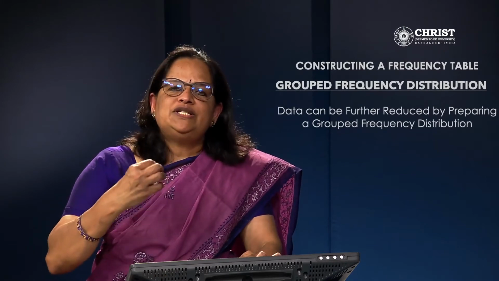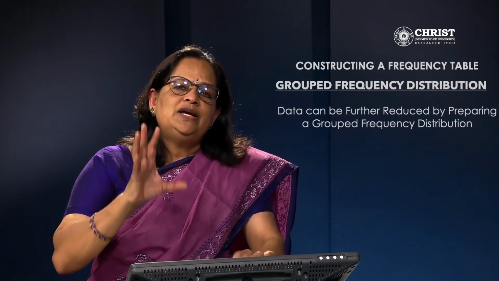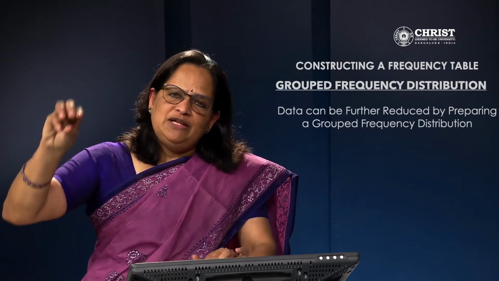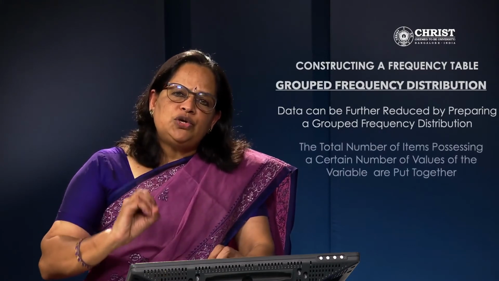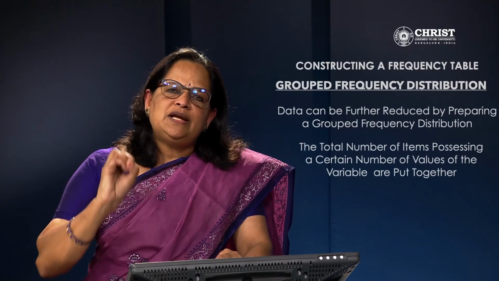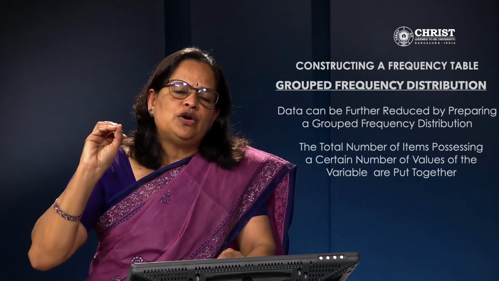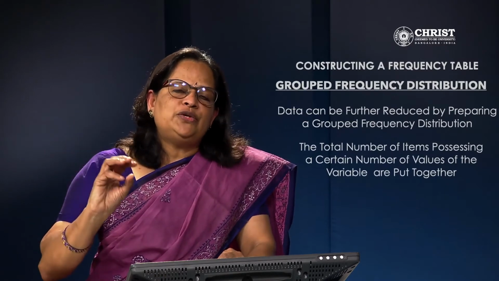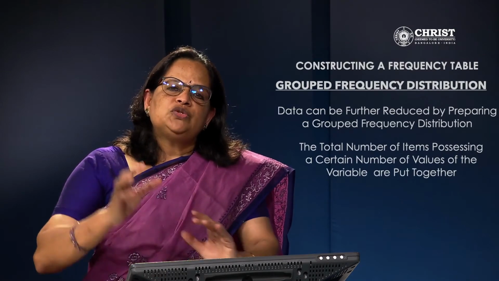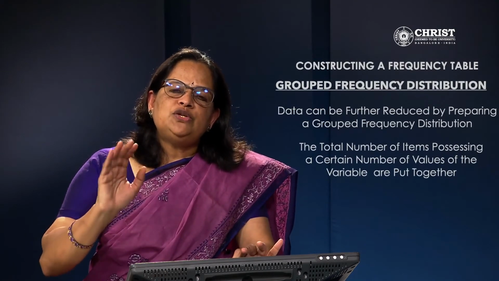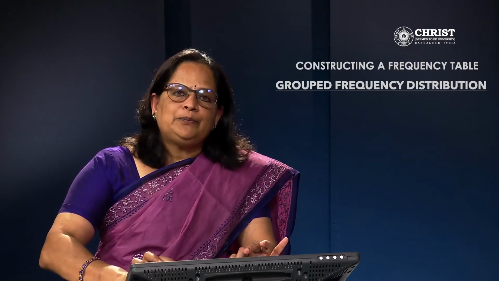So what is group frequency distribution? You have seen that marks of students 0 to 10, 10 to 20, 20 to 30. That is the group frequency distribution, and the frequency values will be there on the table. So in a group frequency distribution, total number of items possessing a certain number of values of the variable are put together. So 0 to 10, how many students got 0 to 10 marks? If it's 5 students, that meaning 5 students got marks between 0 to 10. So this is stated as the frequency of those values. So 5 is the frequency for 0 to 10, that class.